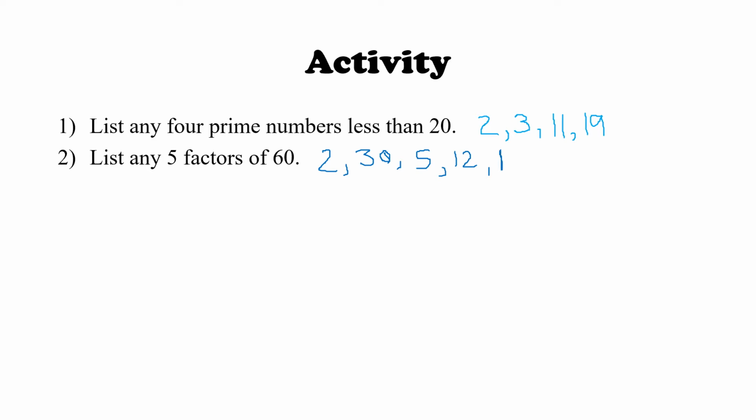1 is a factor of every number in the world because every number could go into itself at least 1 amount of times, many times, right? So that basically answers my question there. I listed any 5 factors of 60. So I have 2, 35, 12, and 1.